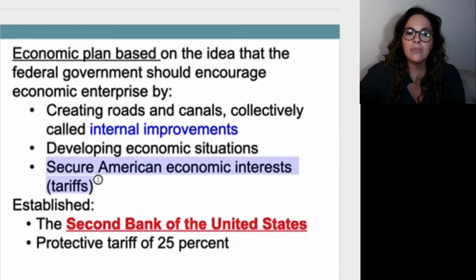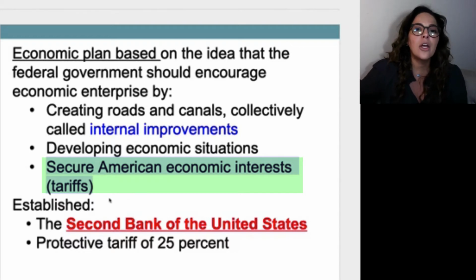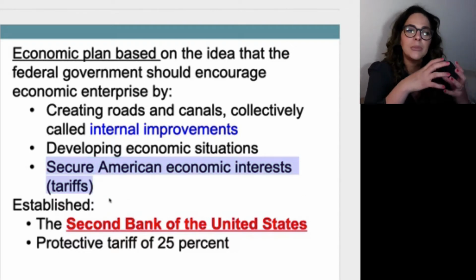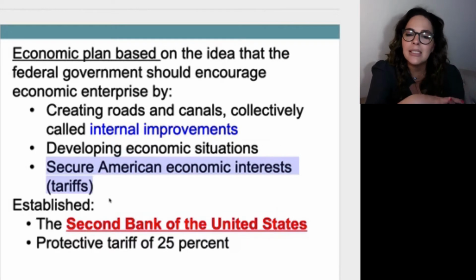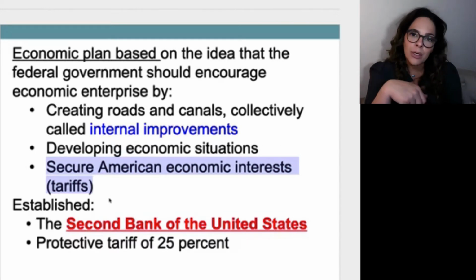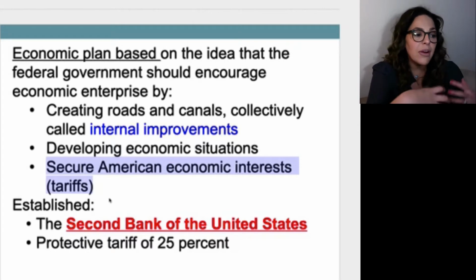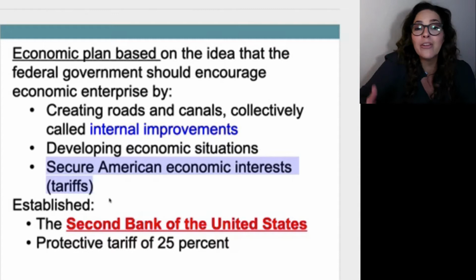The other thing as well, the third part of this economic plan, is to secure American economic interests, right? So, in other words, protect American economies, protect American businesses. How? By putting in tariffs, by taxing imports, right? Making those goods more expensive so that people buy American made, and so that American businesses can thrive and the American economy can do better than ever.